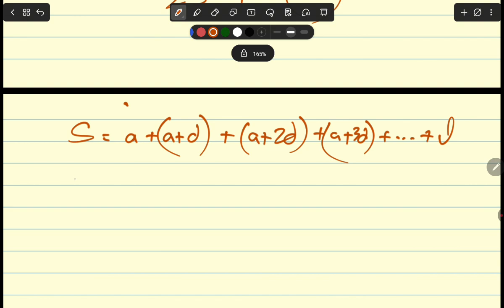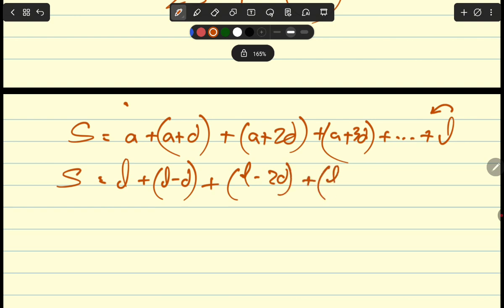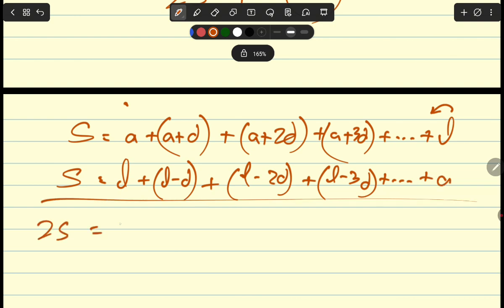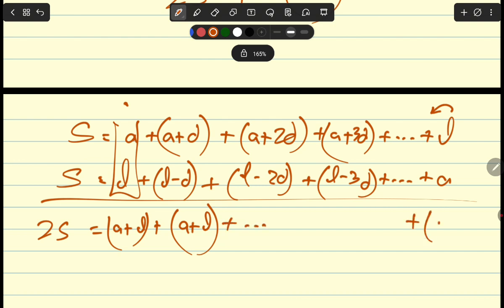Now, I can also put all of this in reverse. So this is L, this is L minus D. I can rewrite it that way because the preceding term of L is going to be L minus the difference. This is going to be L minus 2D, this is going to be L minus 3D plus dot dot dot, and the first term is going to be A. So if I add all of them, this is 2S, and this is A plus L, plus D minus D, which is going to be A plus L, plus dot dot dot, and all the way till here, which is A plus L.